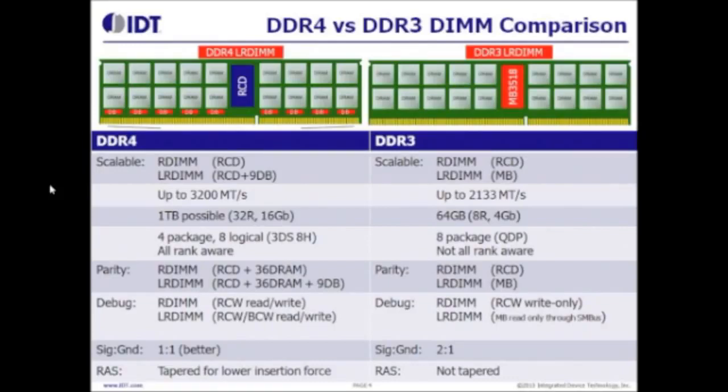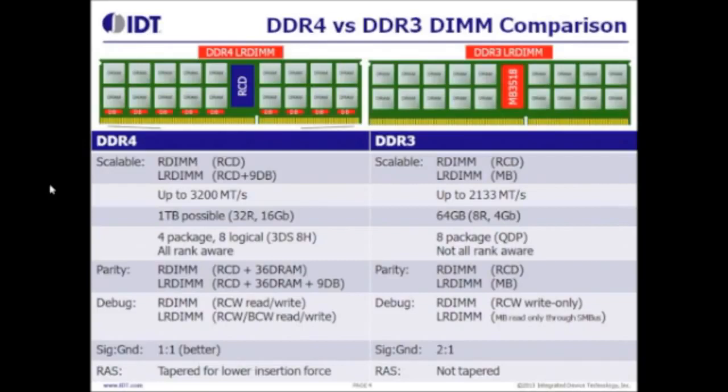In a DDR3 LRDIMM, a completely different buffering device called a memory buffer is communicating with the host controller. Therefore, completely new software must be developed to address the DRAMs on the DDR3 LRDIMM because the register software cannot be reused.